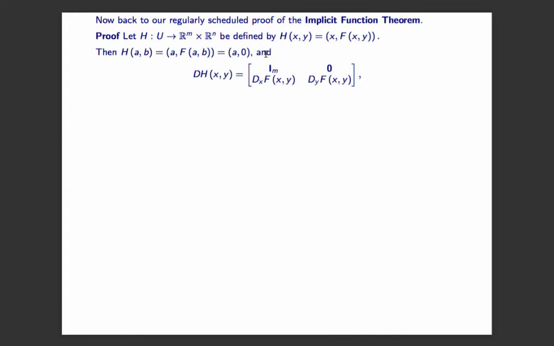Now the derivative of H at (x, y). Again, now I'm thinking of the complete derivative. Well, the derivative of the first entry with respect to x is the identity, and the derivative of the first entry with respect to y is 0. The derivative of the second entry of H with respect to x is the derivative of F with respect to x, and the derivative of the second entry of H with respect to y is the derivative of F with respect to y.